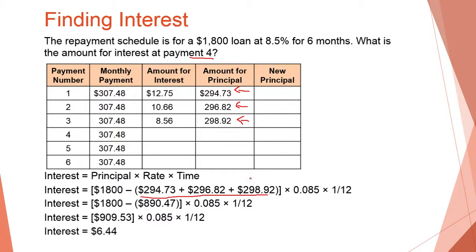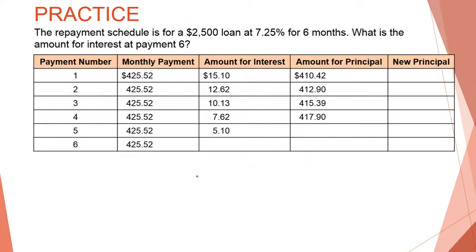Alright, order of operations, we get $6.44. So that should go right there in that box. And that is the final answer for that one. Alright, now I want you to try one out on your own. Resume the video when you are ready.